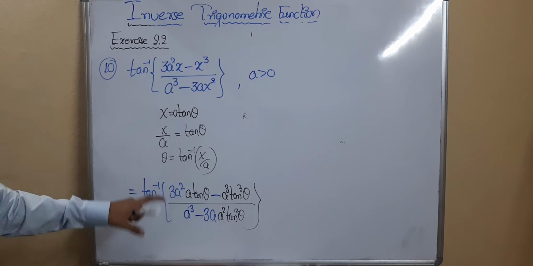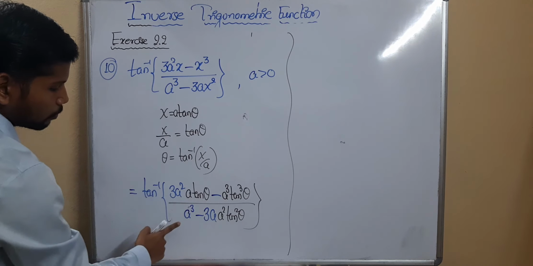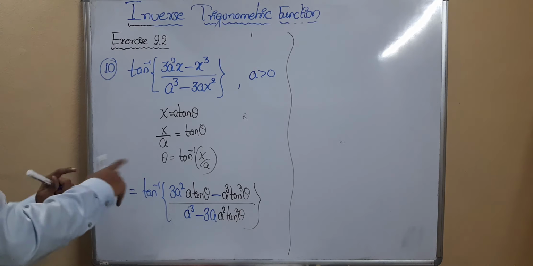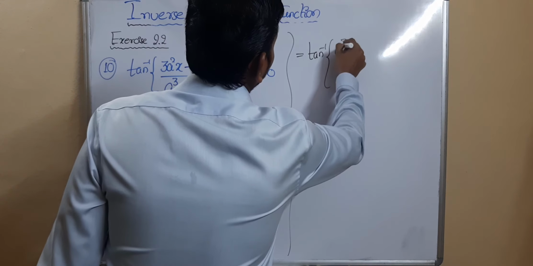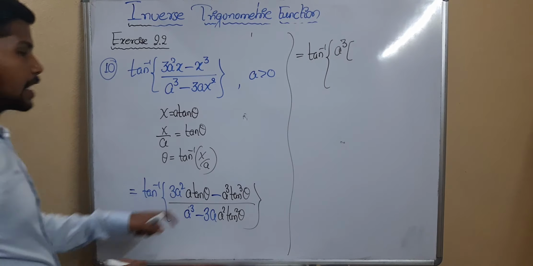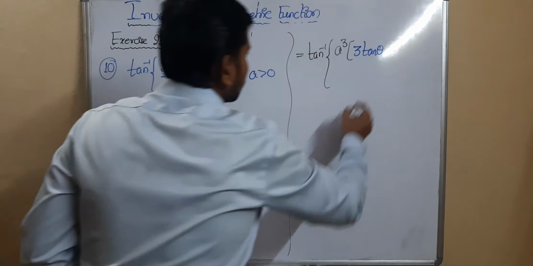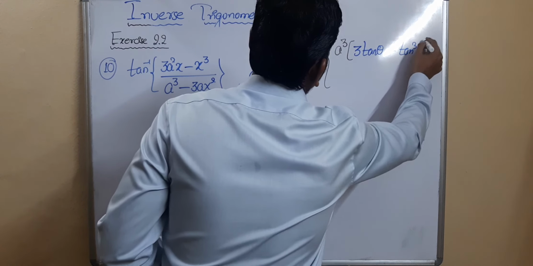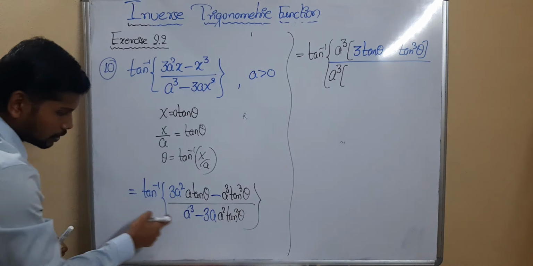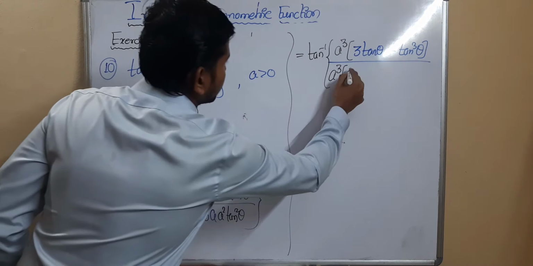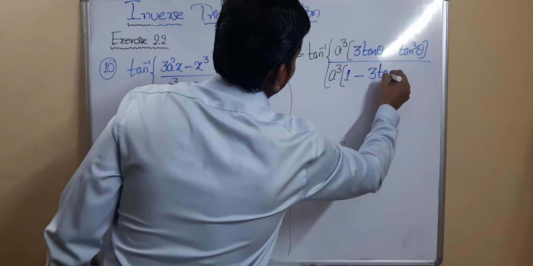Understood? Then in the numerator, how do I write this? Here a square into a is a cube, and here also a cube. In the numerator as well as the denominator, a cube is a common term. I'd like to take a cube as common. What is remaining now? 3 tan theta, yes exactly, minus tan cube theta, with a cube taken outside. Then the denominator: if I take a cube as a common term, 1 is remaining minus 3 tan square theta, with a square into a cube taken outside.